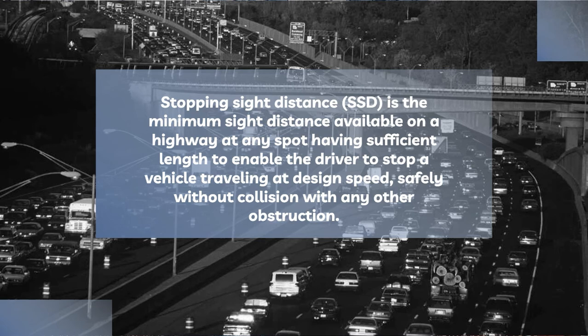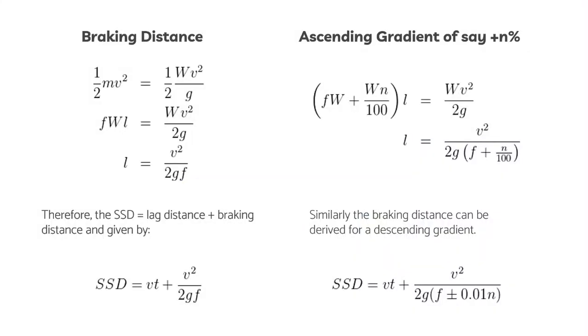The lag distance, vt, is the distance traveled by the vehicle during the reaction time t, where v is the velocity in meters per second. The distance traveled by the vehicle while braking is known as braking distance. This is calculated for a level road by equating the work done in stopping the vehicle with the vehicle's kinetic energy. If F is the maximum frictional force developed and l is the braking distance, then the work done against the friction to stop the vehicle is Fl, which is equal to fWl, where W is the vehicle's total weight.